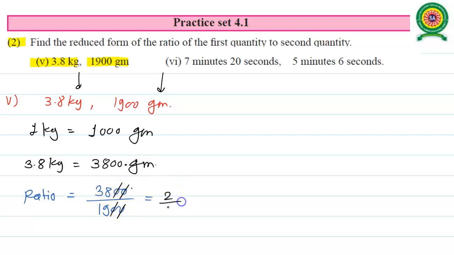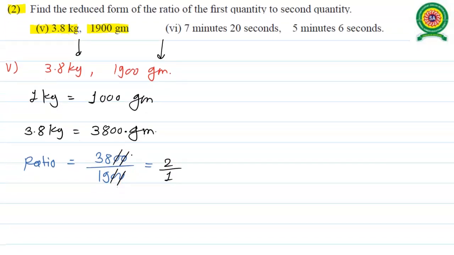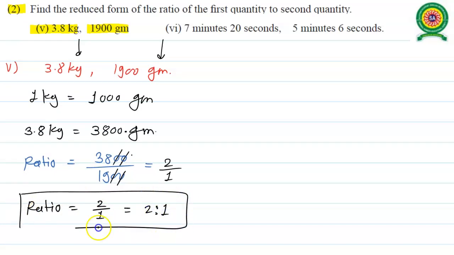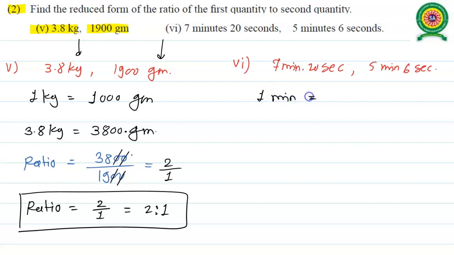19 twos are 38, so we have 2 divided by 1. So the ratio is of the form 2 divided by 1, or you may write it as 2:1. Now look at the sixth sub question. We have 7 minutes and 20 seconds as the first quantity, and 5 minutes and 6 seconds as the second quantity. Now everyone knows 1 minute equals 60 seconds.